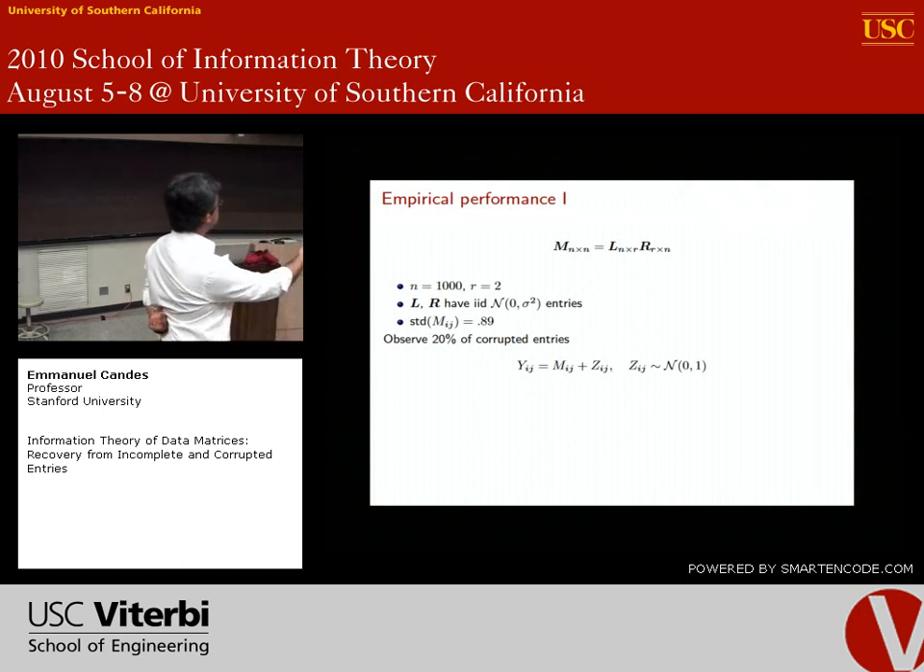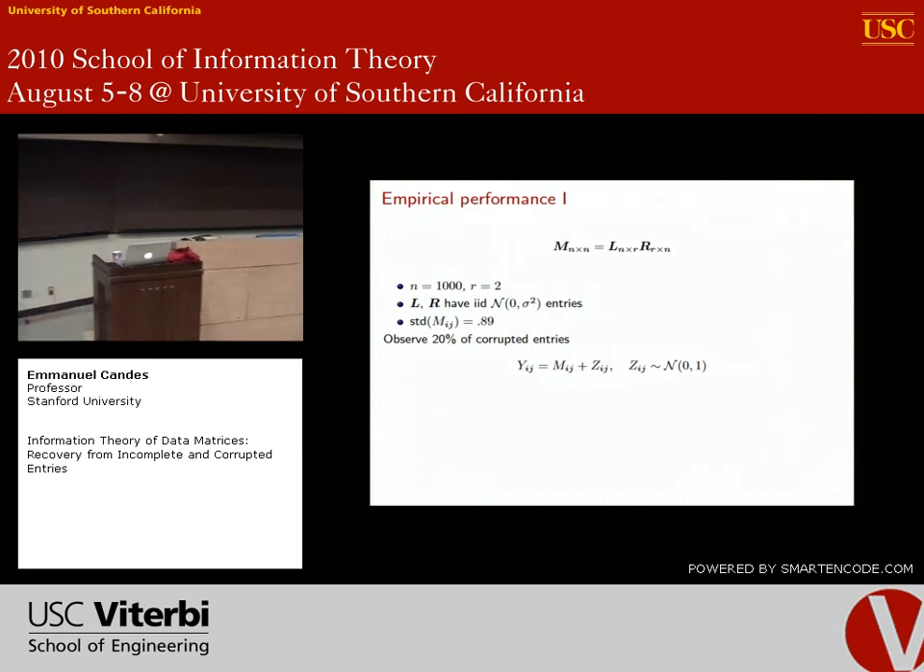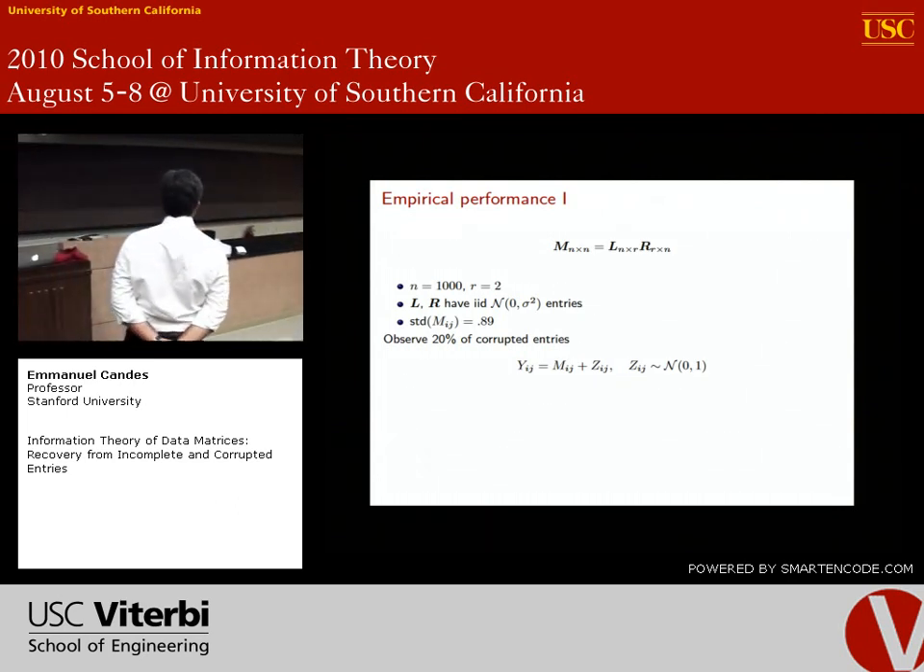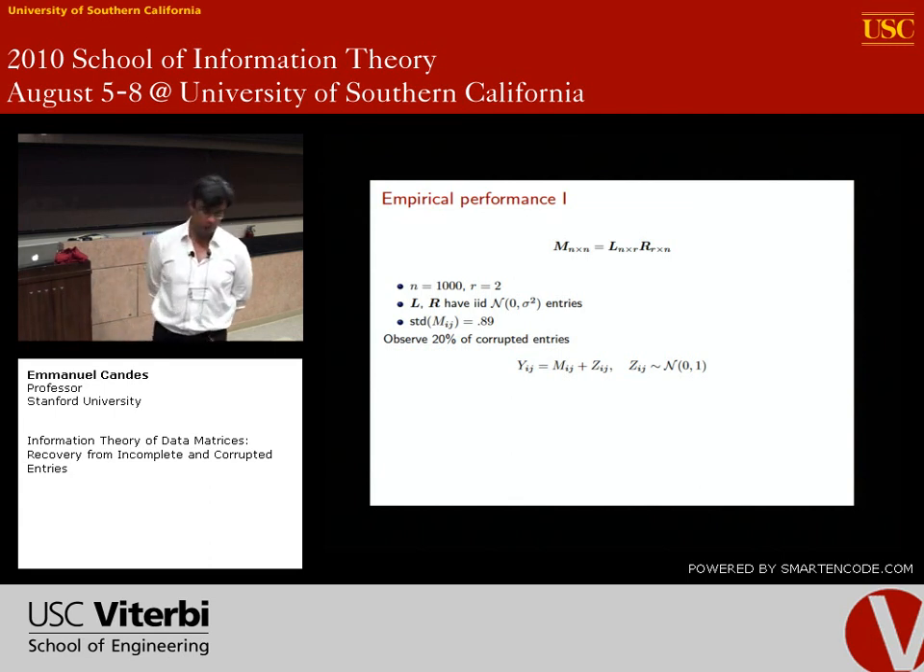And things are done so that when you look at the matrix, the entries of M, because it's random, they have mean 0 and standard deviation about 0.89, which means that the signal is kind of low, like most of the entries are between minus 0.89 and plus 0.89. And I'm going to do something just to show you that this is robust vis-a-vis noise. I'm going to show you not this matrix, but a matrix corrupted by white Gaussian noise.